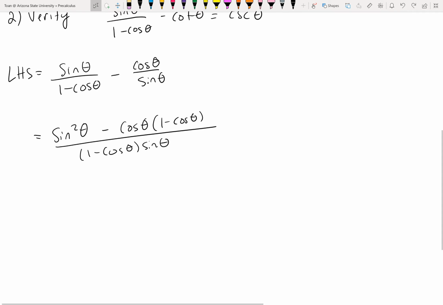Now, when I do LCDs, I typically do not multiply up the denominators, but I do go ahead and do the math in the numerator. So we have sine squared theta minus, and if I distribute, negative cosine times 1 is a minus cosine, and then a minus cosine times a minus cosine is a positive cosine squared.